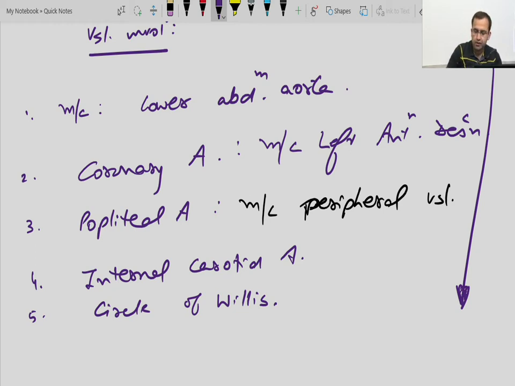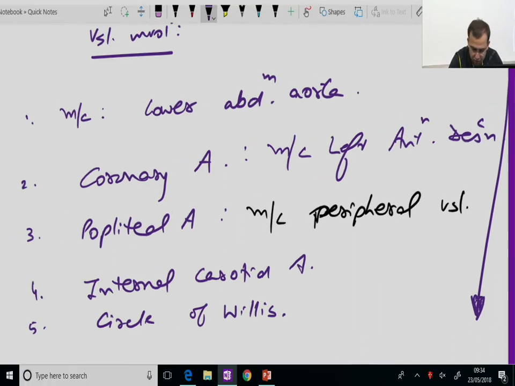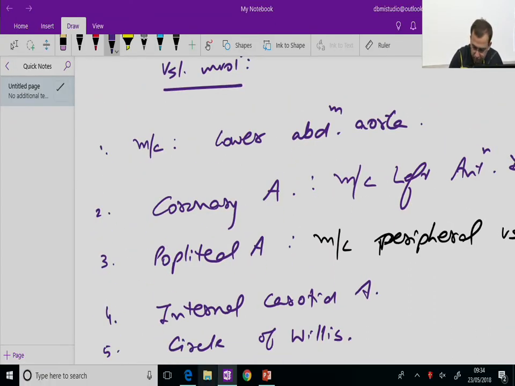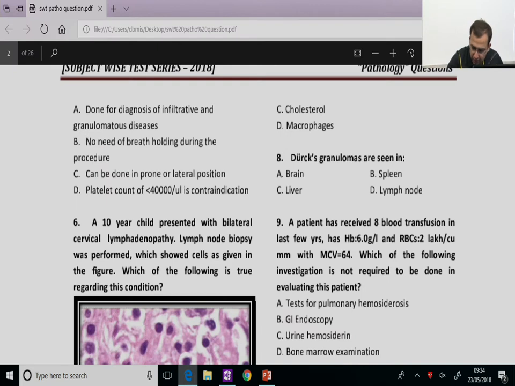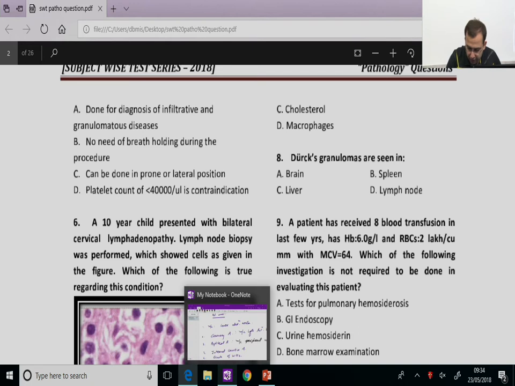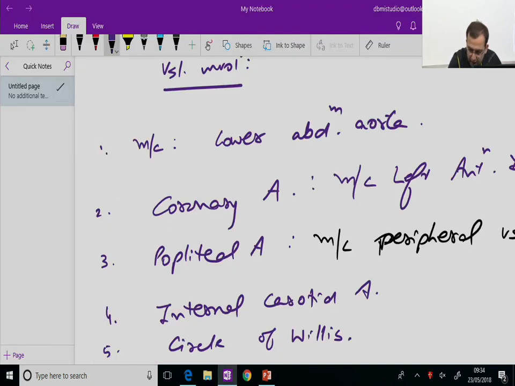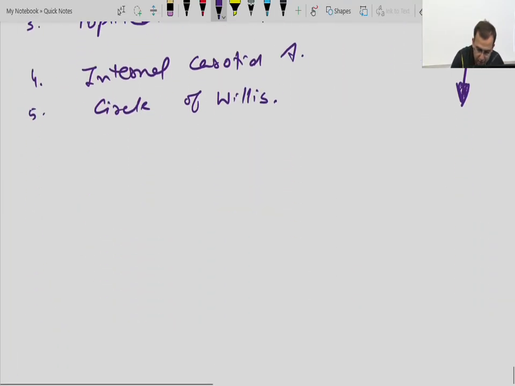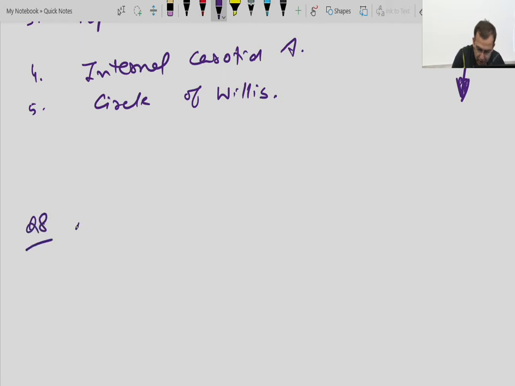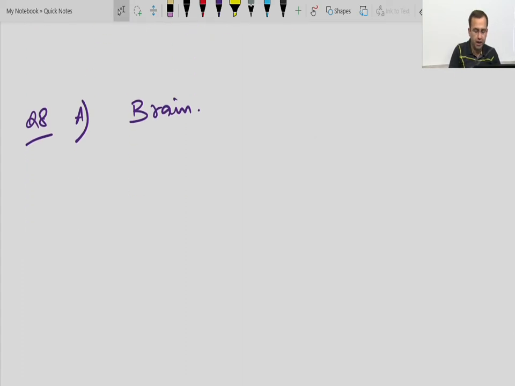Done. This gets us to the next one, question number 8. Dark granulomas are seen in brain. The answer is A. That is dark granulomas, they are seen in brain.